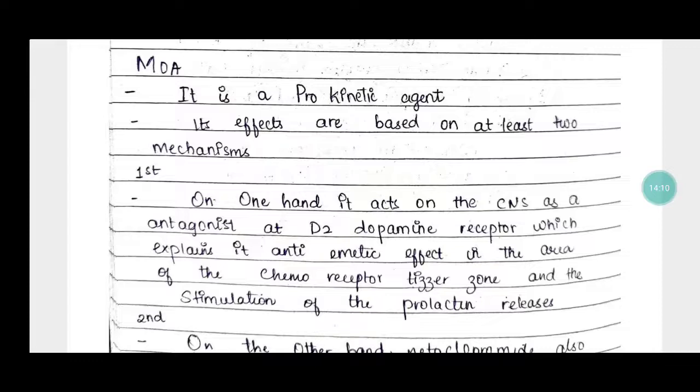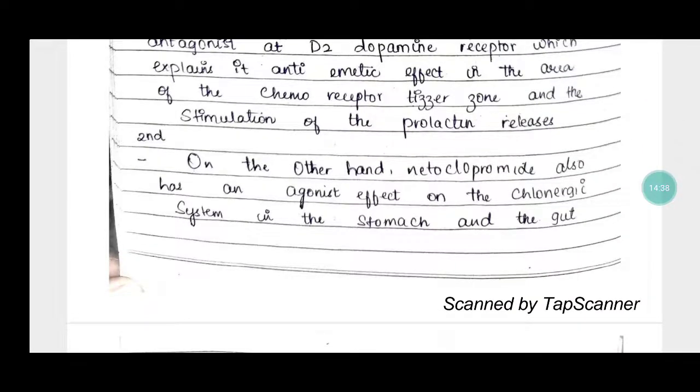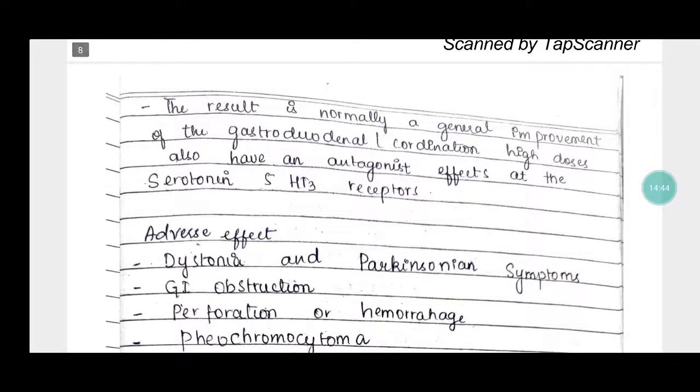Its effects are based on at least 2 mechanisms. Number 1, on one hand it acts in the CNS, the central nervous system, as an antagonist at the D2 dopamine receptor, which explains its antiemetic effect in the area of the chemoreceptor trigger zone, and the stimulation of prolactin release. On the other hand, metoclopramide also has an agonist effect on the cholinergic system in the stomach and the gut. So the result is a general improvement of gastroduodenal coordination.